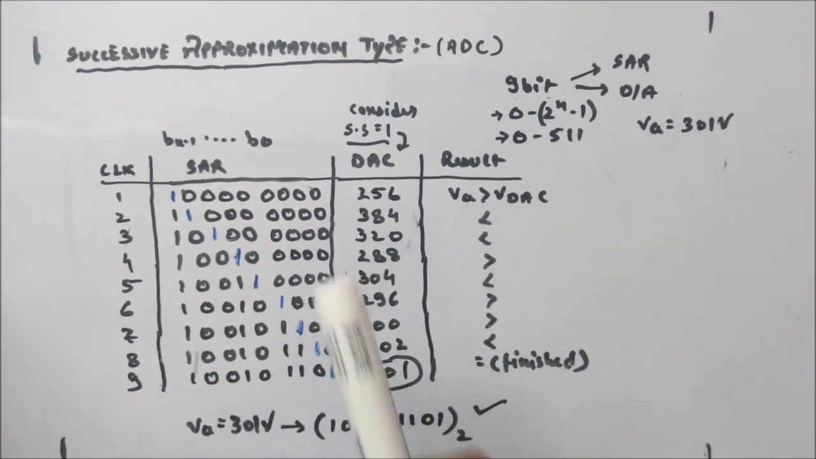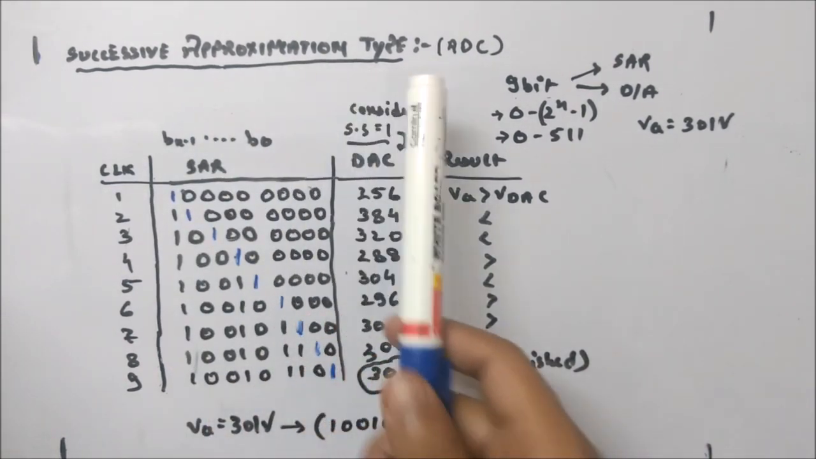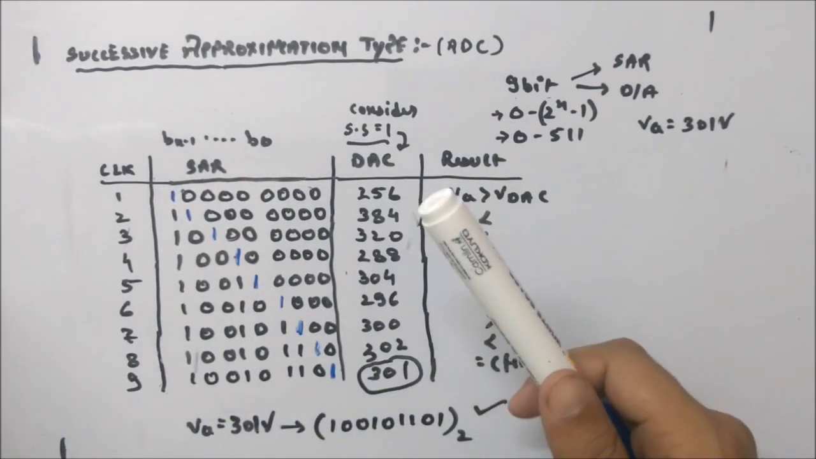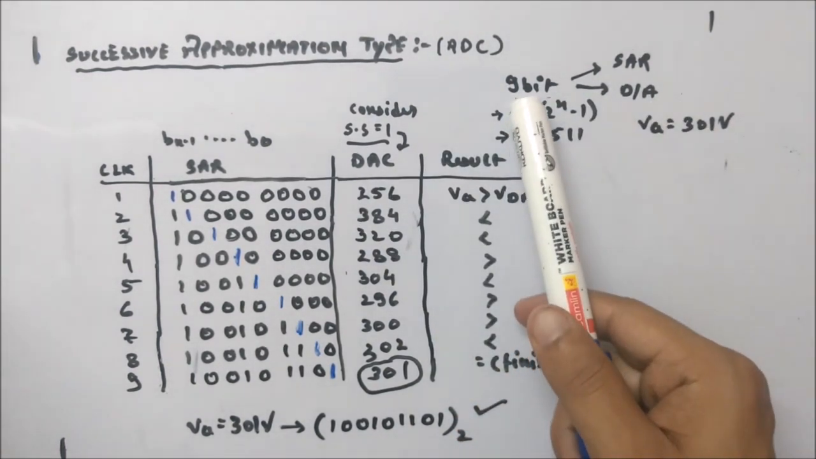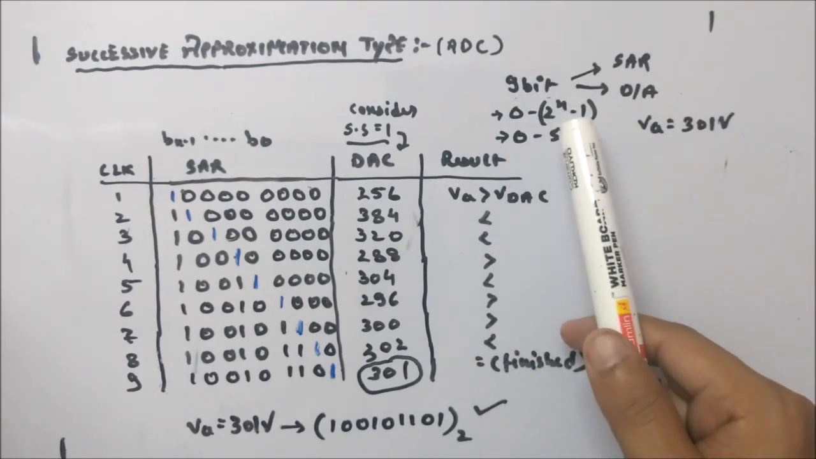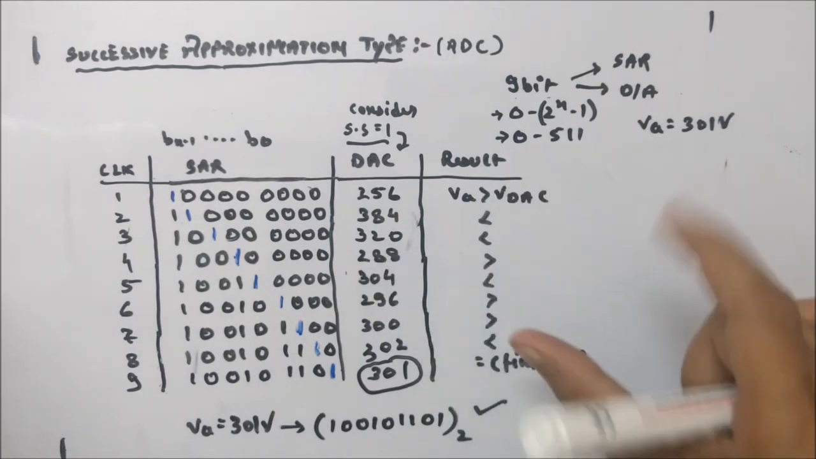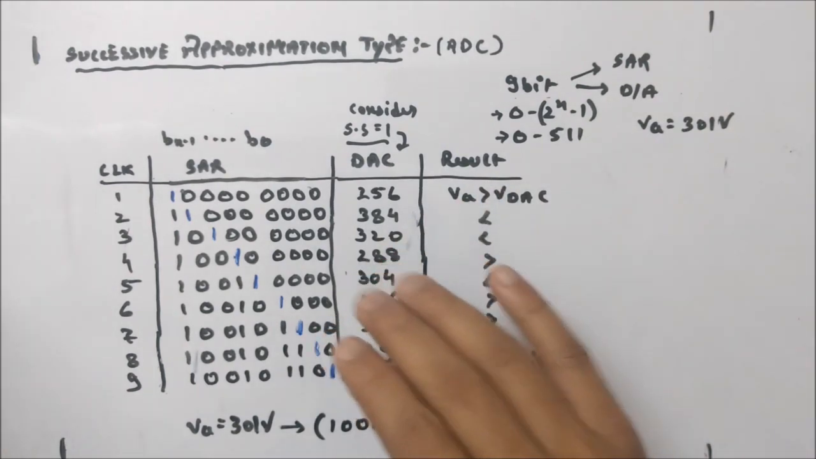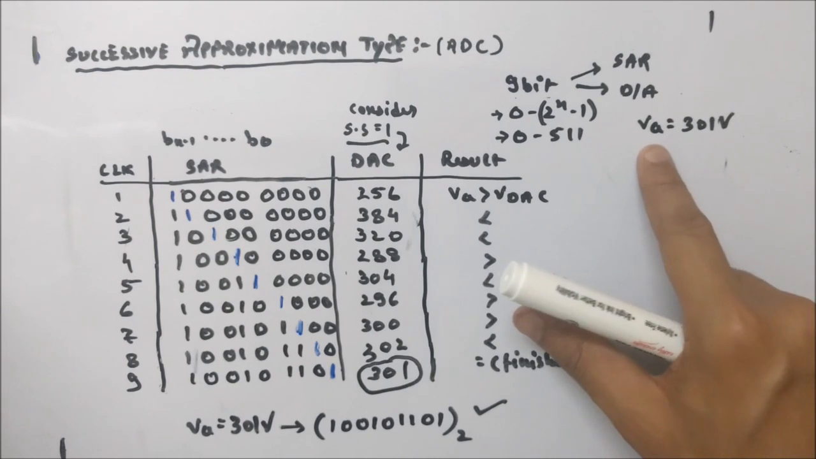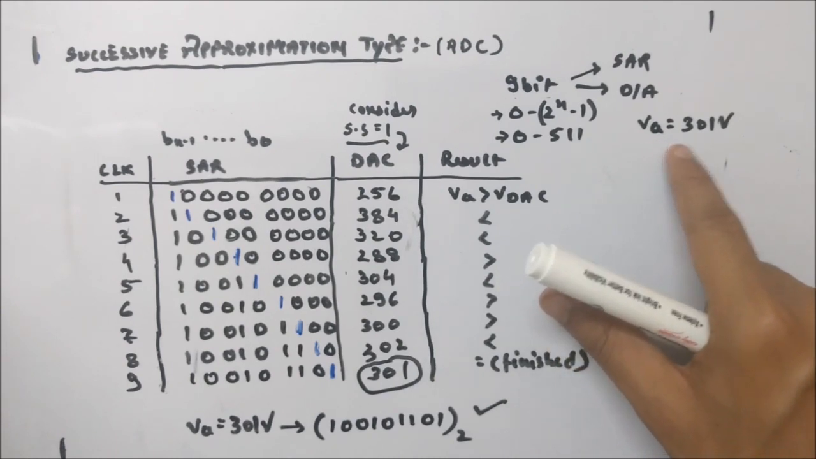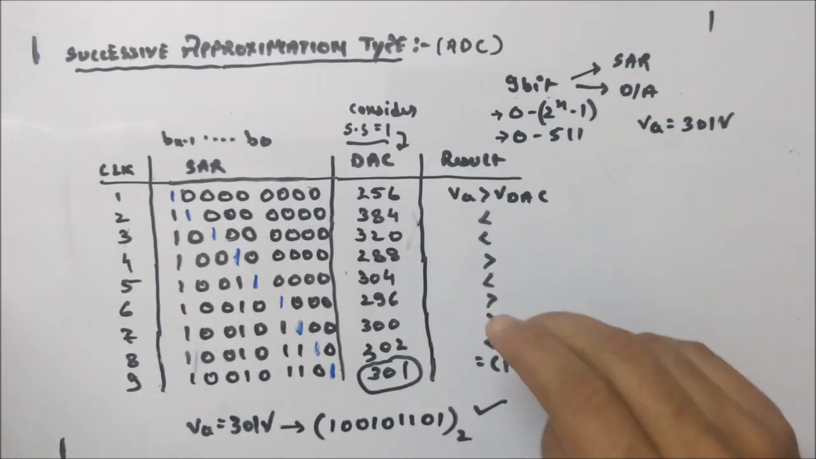This particular example will give you a better picture of how things work in a successive approximation type analog to digital converter. Let's say you are considering a 9-bit SAR and D2A converter. 9-bit means it will count from 0 to 2 to the power n minus 1, that is 0 to 511. So between 0 to 511, input voltages can be converted to digital. Now we want to convert this particular voltage, 301 volt, into its digital equivalent. How will this work?